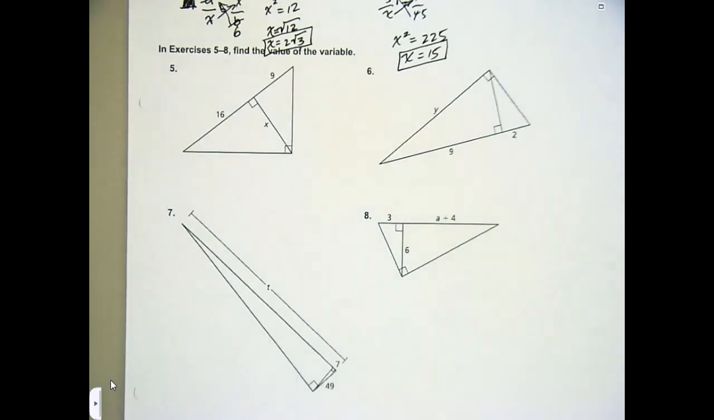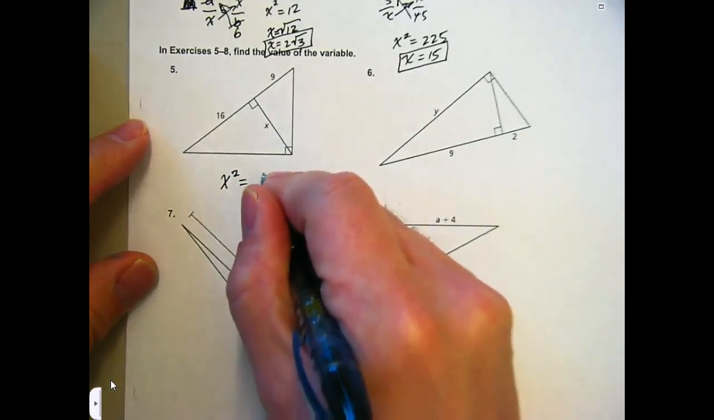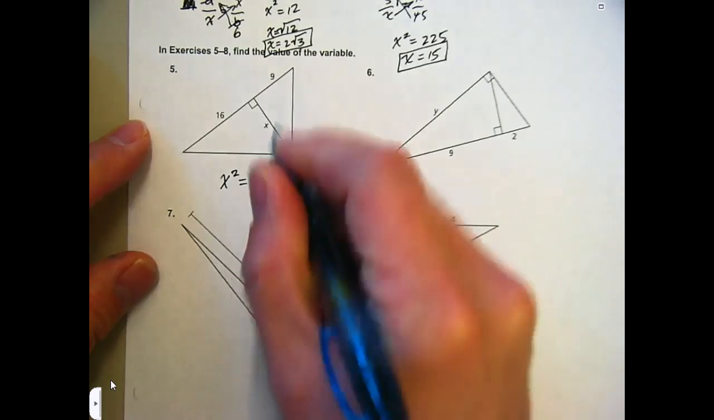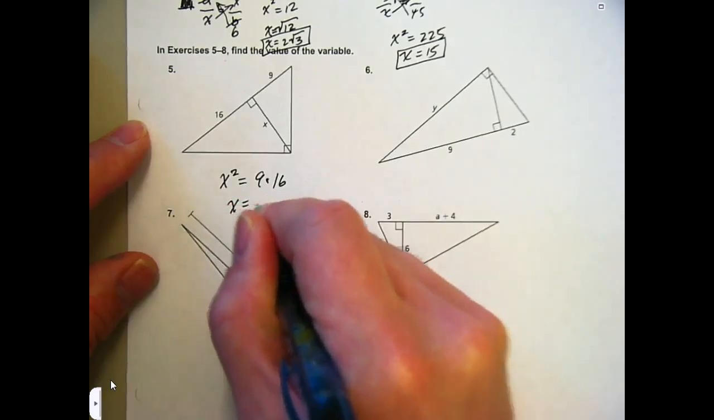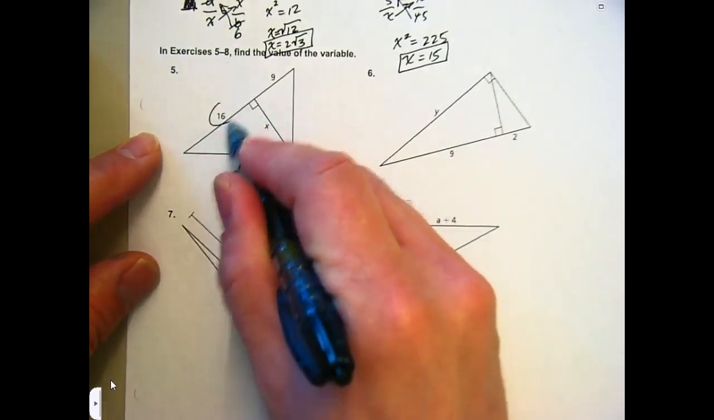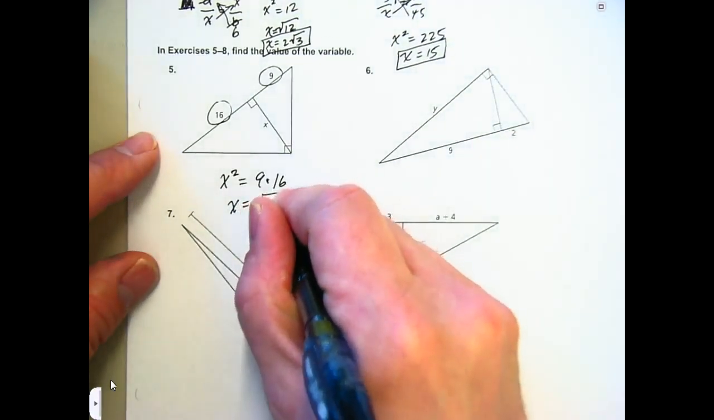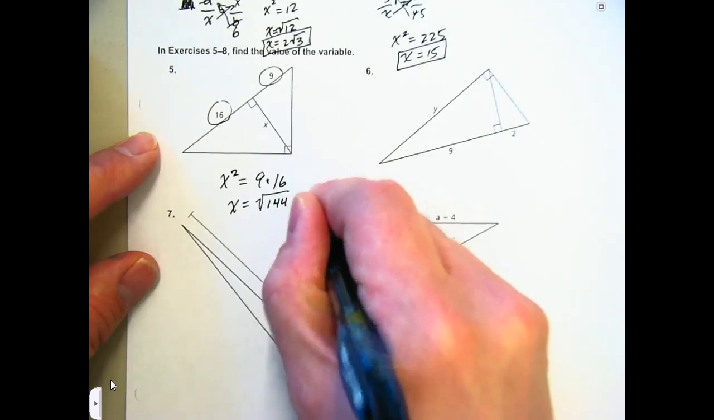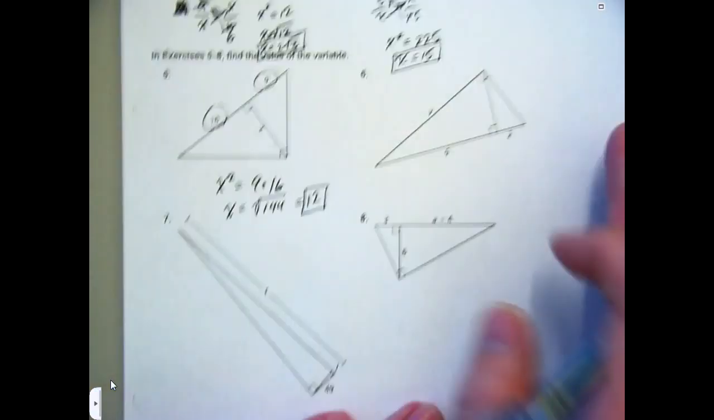Hey, volunteer to tell me how you did number 5. Yeah, Drew. I put down x squared equals 9 times 16. Good, geometric mean altitude theorem. So here's the altitude. That means this length is equal to the square root of those two multiplied together. 9 by 16 happens to be 144, so x is 12. Well done. How many got 12 there? Good. Okay. Well, number 6.